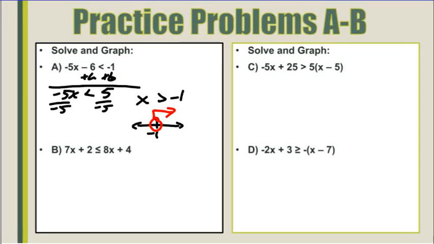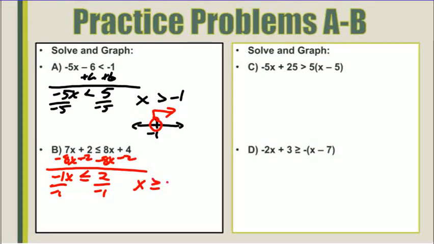And 7x plus 2 is less than or equal to 8x plus 4. So I'm going to subtract 8x on both sides. And I'm also going to subtract 2 on both sides. And when I do, I have a negative 1x is less than or equal to positive 2. X by itself, I divide by negative 1. And I'm left with x is now greater than or equal to a negative 2. And on my number line, I would have a filled in circle on negative 2. Greater than means to the right.